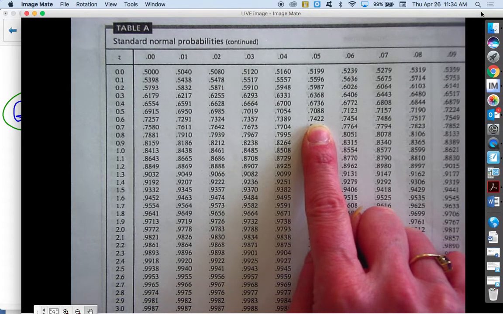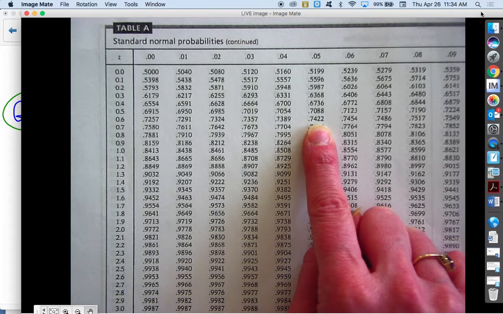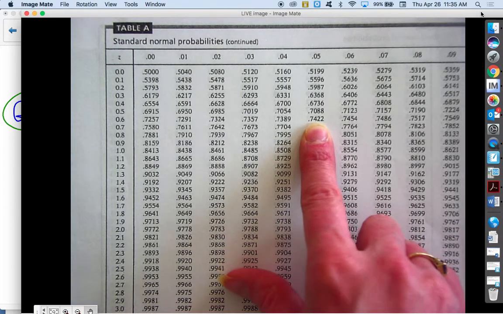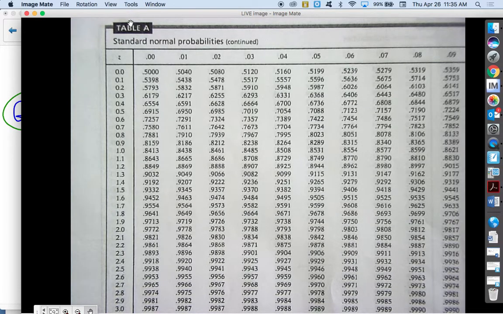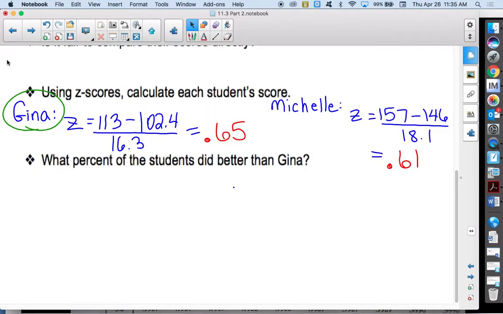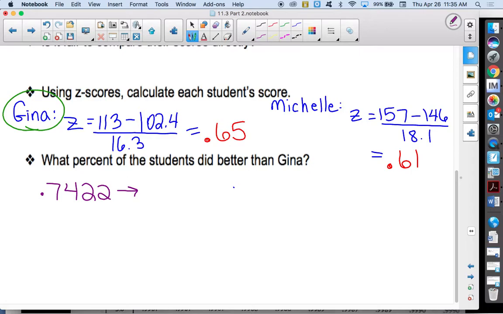You have to make sure you're on the positive side. So we have 0.7422. That's just the answer? Okay, so let's write that down, 0.7422. How can we convert that to a percentage? Times 100, move the decimal place over twice, so 74.22%. Now, if you look at the top, there's a little graph with shading.